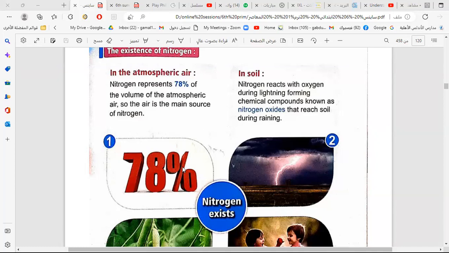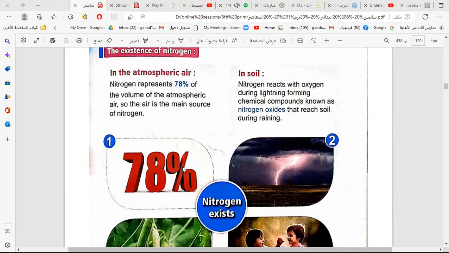Mahmoud, are you ready, Mahmoud? Yes. How does the nitrogen go to the soil? By light. Again? Nitrogen goes to the soil by light.